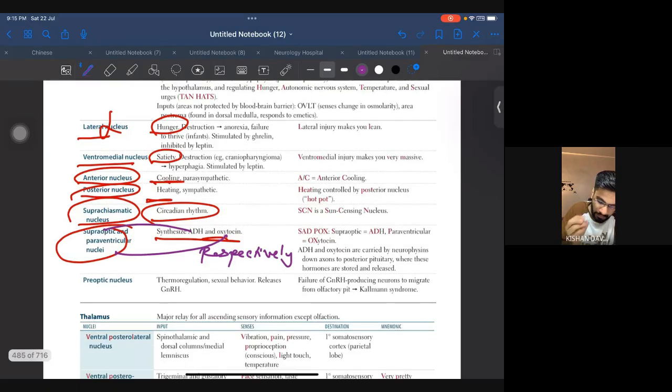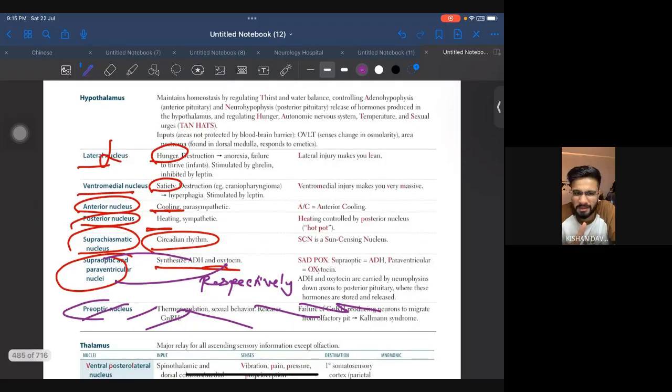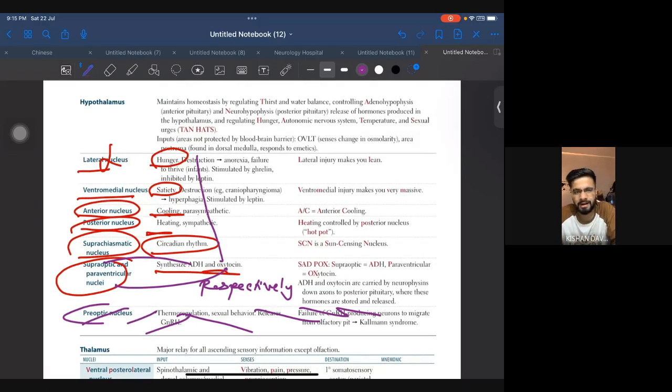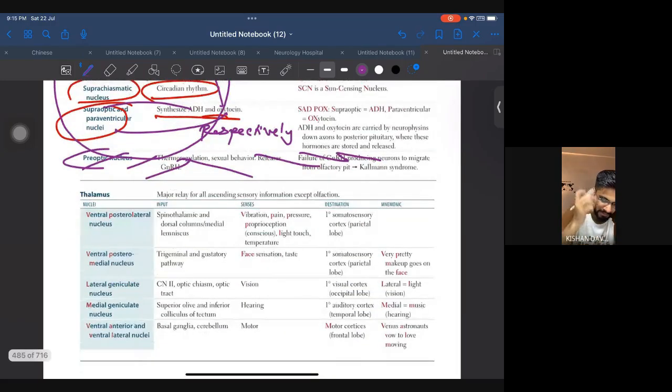All right. And preoptic is not frequently asked, so avoid this. Otherwise, remember just one word. Hunger is lateral nucleus, satiety ventromedial, for circadian suprachiasmatic, cooling anterior, heating posterior, and ADH and oxytocin you know from endocrine only. Just remember this function, and if in the question they say a disorder is there in this function, remember what the lesion in the brain is. Sometimes they won't give you any of these lesions, so you will select hypothalamus. It's common sense.